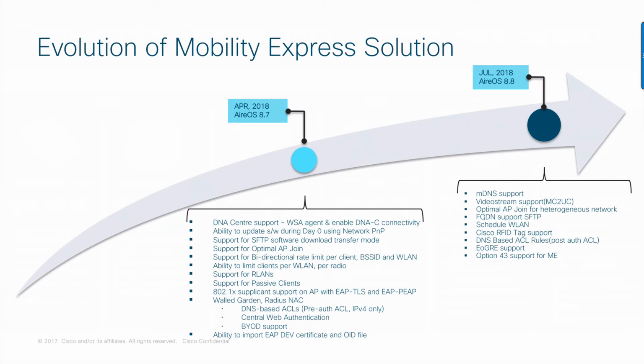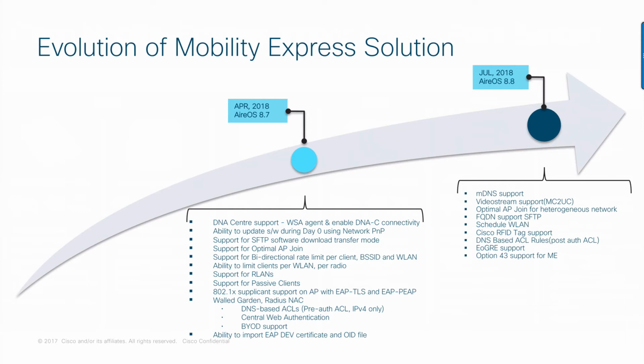Looking ahead into 8.8, there are going to be some key features that are going to be supported on Mobility Express, starting with DNS support for Bonjour and Chromecast. We'll support video streaming. We'll have features like scheduled RLAN, RFID tag support, DNS-based ACL rules for post-auth ACLs, EoGRE support, and finally option 43 support from Mobility Express.